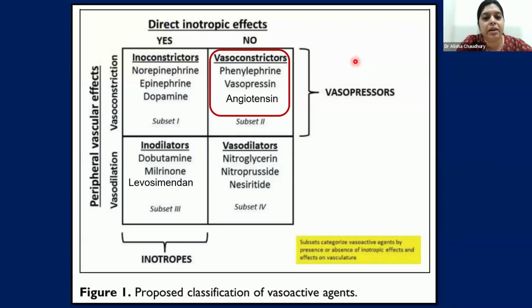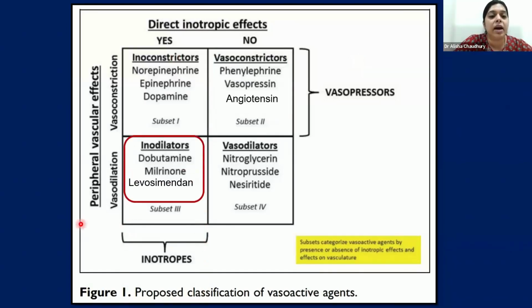So there you have phenylephrine. Vasopressin is something we very commonly use. And then you have angiotensin. Now there are also vasodilators, which apart from vasodilation also have inotropic effects. They are dobutamine, milrinone, and levosimendan. At least dobutamine is what we commonly see, especially in your cardiogenic shock cases. But drugs which are pure vasodilators, with no inotropic effects, are nitroglycerin and nitroprusside.